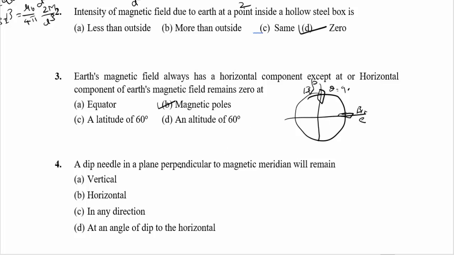Okay, next question. A dip needle in a plane perpendicular to the magnetic meridian will remain. Any dip needle, if you place it perpendicular to the magnetic meridian, it will be vertical. Although if you take it along the magnetic meridian, it will be inclined or somewhere else. But if you take it perpendicular, it will be in a vertical position.